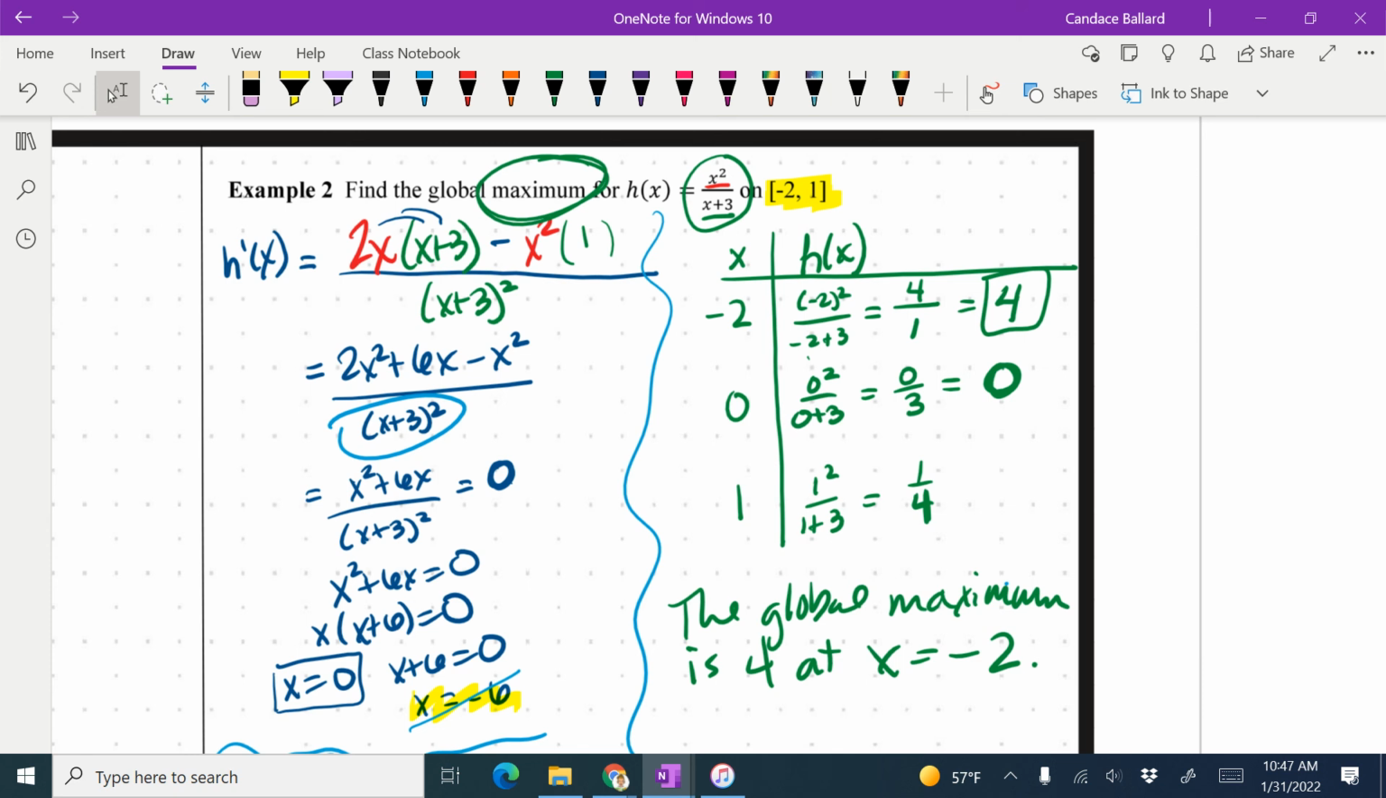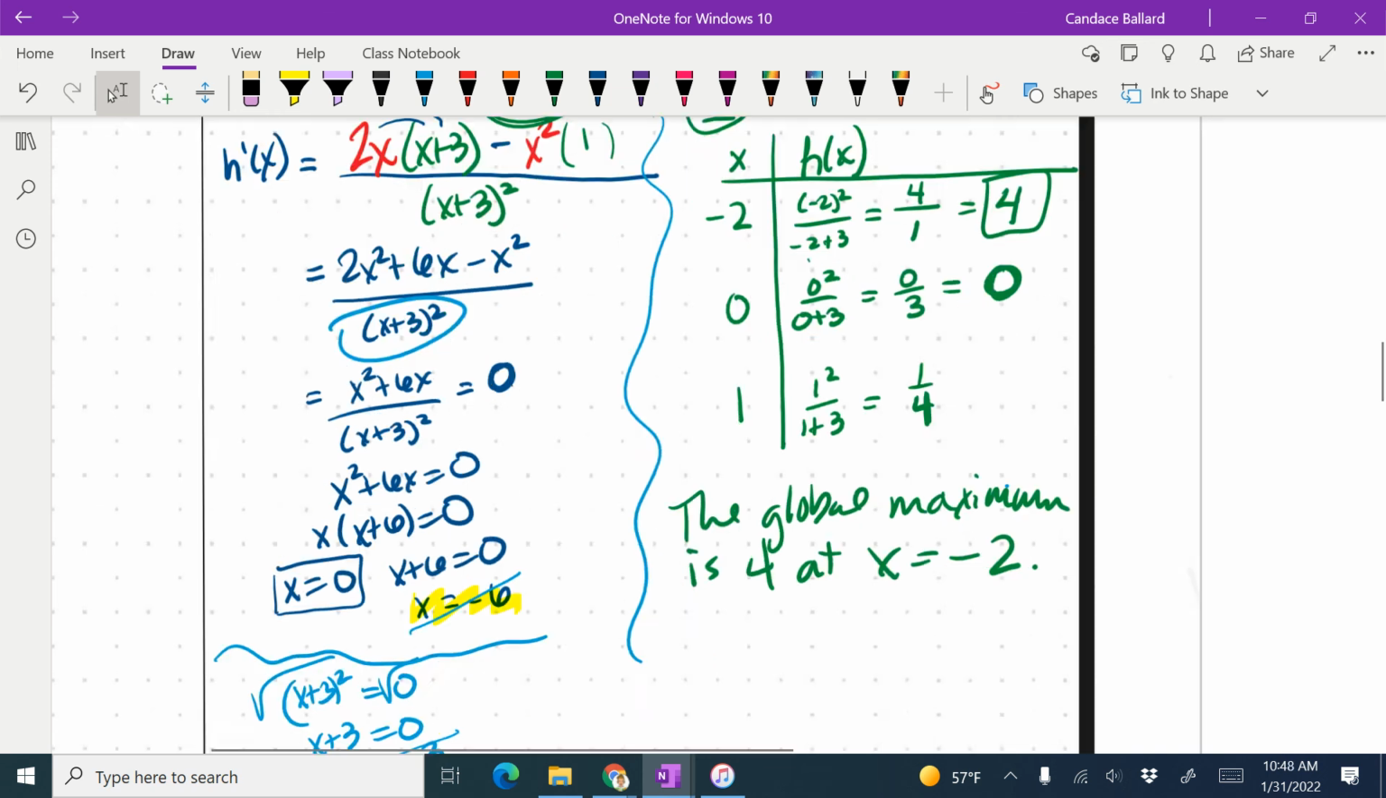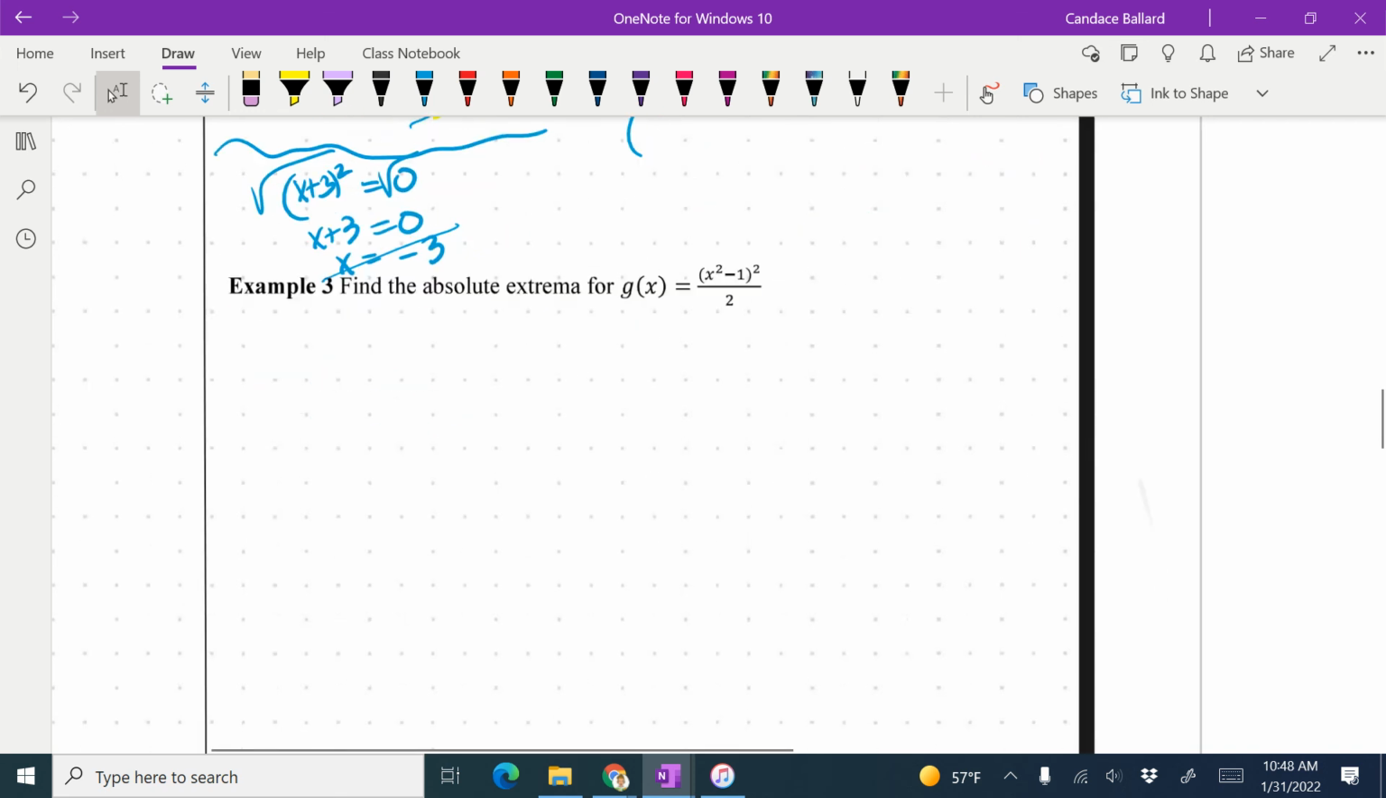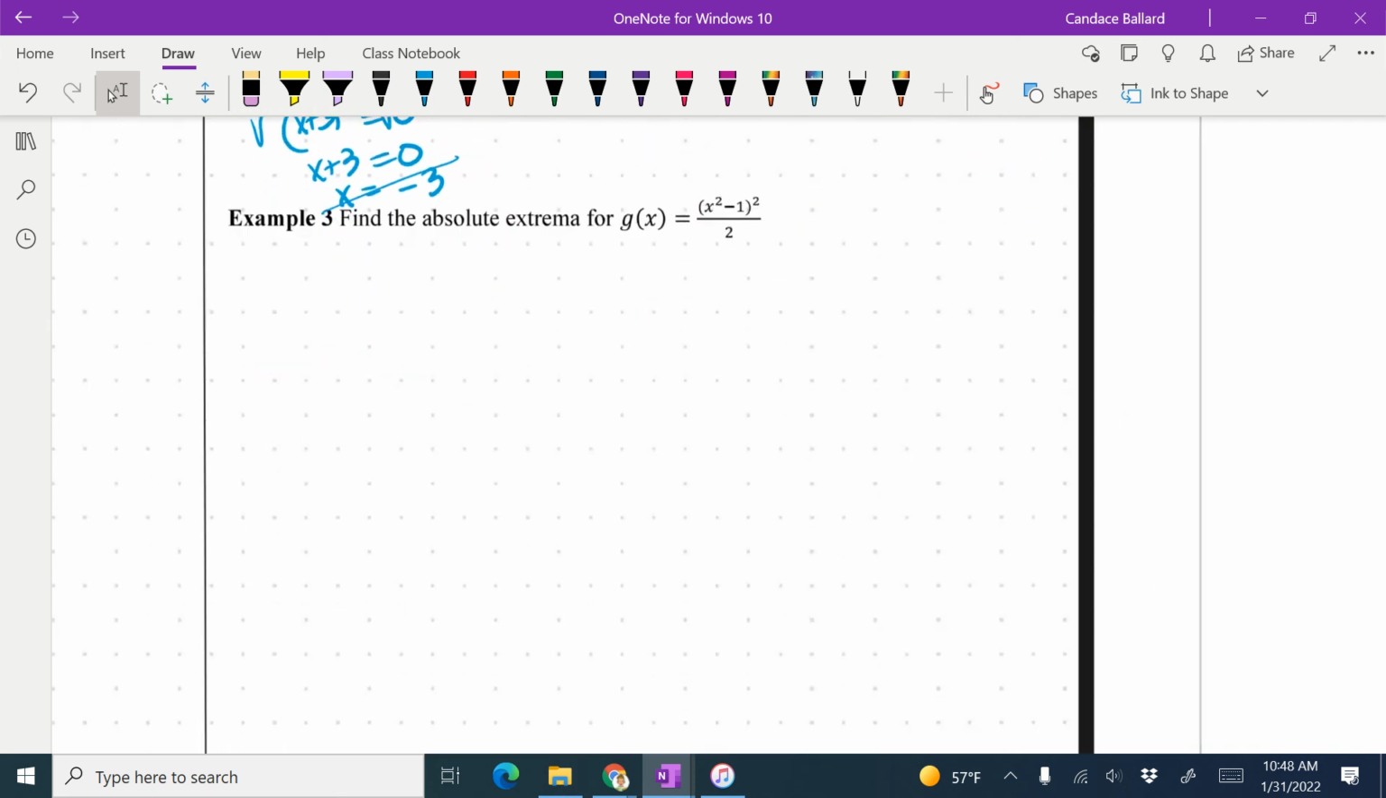Okay. It's more of the same. It's just we're going to practice some other derivatives we haven't seen in probably a couple of weeks. So it's the same process, just derivative practice at this point. It's an easy way to sneak this in there. All right, so we're going to find the absolute extrema for g of x equals (x squared minus 1) squared over 2. I would probably think of this like 1/2 times (x squared minus 1) squared.